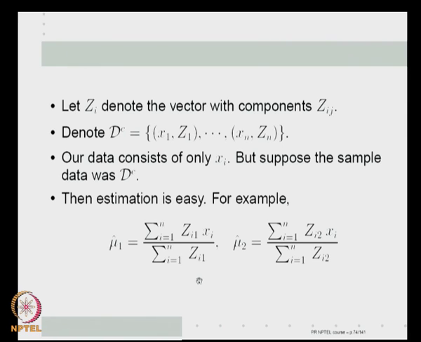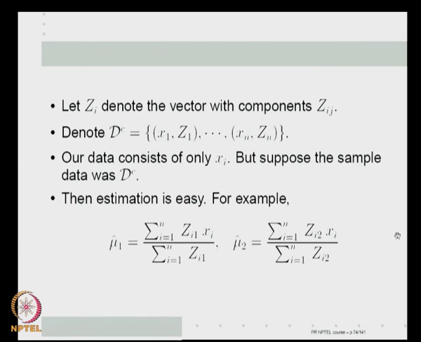Only if z_i1 is 1, the x_i has come from the first component. So, I pick all my samples that come from the first component and take their sample mean. That is the mean of the first component, that is the ML estimate for the mean of the first component. Similarly, the mean of the second component. This is very straightforward by the definition of z_i's.